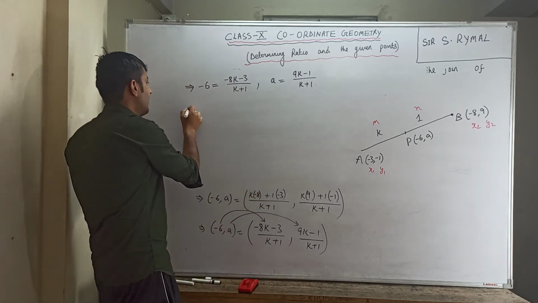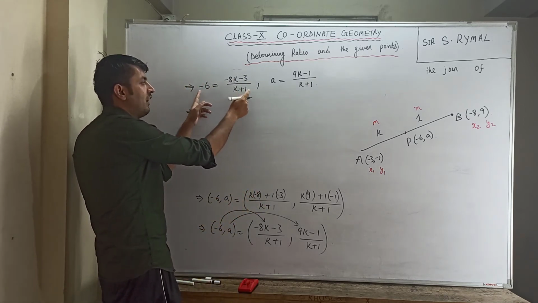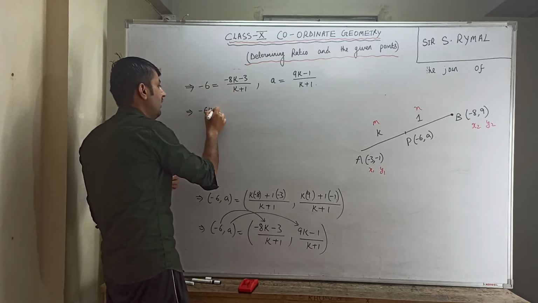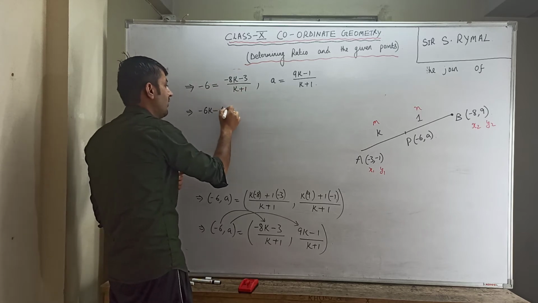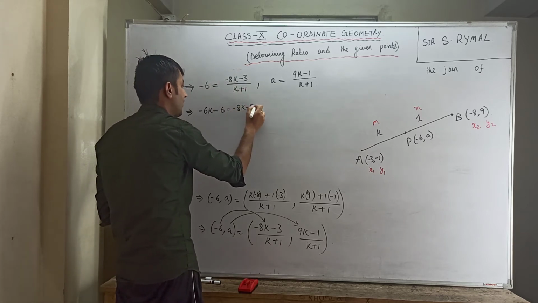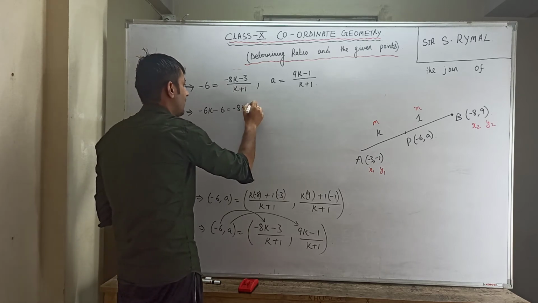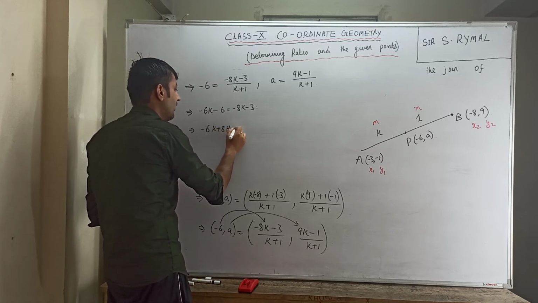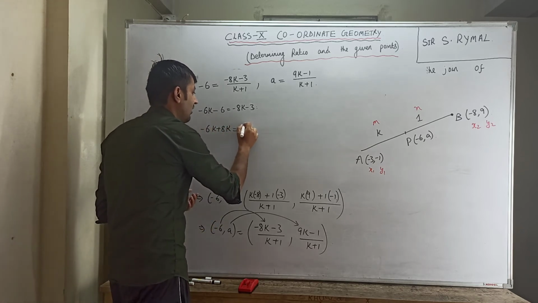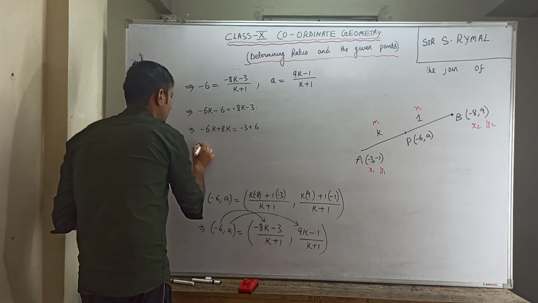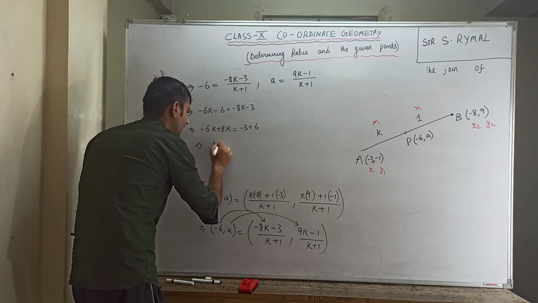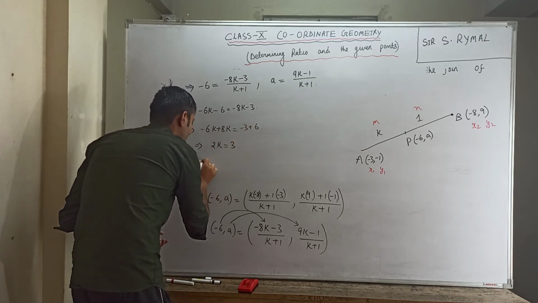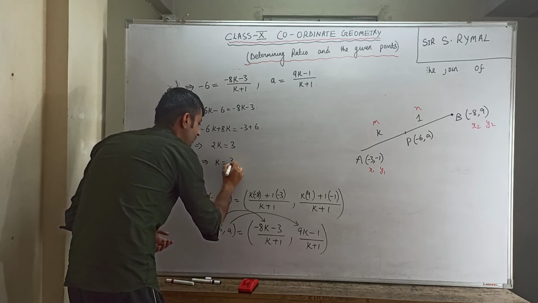Now, you do the simplification here. You will get the value of k from here. So, you do the simplification. Minus 6 into k, minus 6k, then minus 6 into 1, minus 6 is equal to minus 8k minus 3. Again, next line, minus 6k plus 8k is equal to how much? So it will become minus 3 plus 6. So this implies it will become 2k here. 2k is equal to how much? Do the subtraction, 3. So what is the value of k? K is how much? 3 by 2.